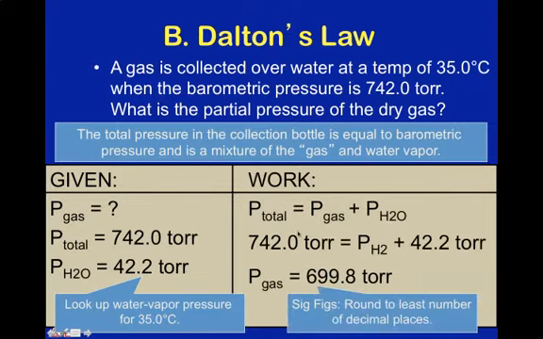So we simply plug this into our Dalton's Law of partial pressures. The total pressure is equal to the pressure of some gas plus the vapor pressure of water. Total pressure in the atmosphere is 742. The partial pressure of some gas plus 42.4 torr, which is the vapor pressure of water. So the partial pressure of this gas is 699.8 torr. So that's the pressure that this gas has.